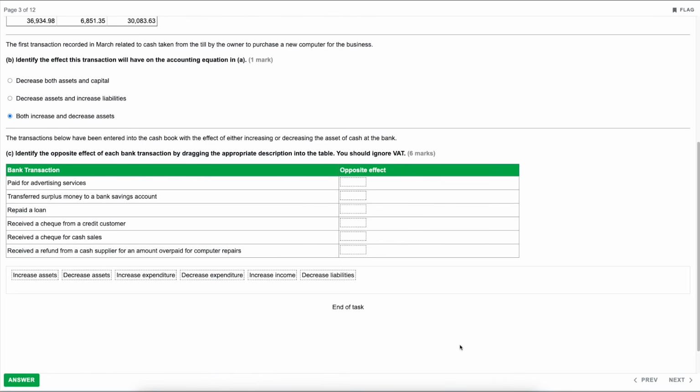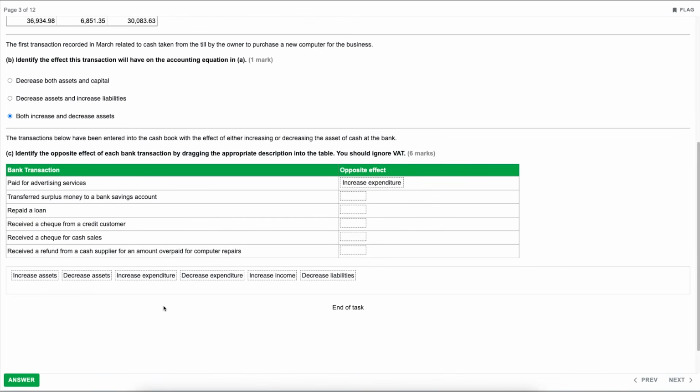So paid for advertising services. Now advertising services are an expense. Okay, now if it's paid from the bank account, that would therefore be a credit within our bank account. So the opposite effect of that would be to increase our expenditure because we would debit our advertising expenses account. So we would have increased our expenditure. So we can drag in, increase expenditure.